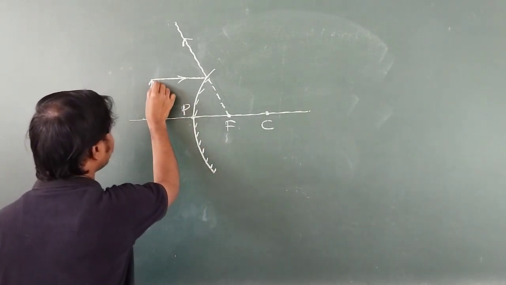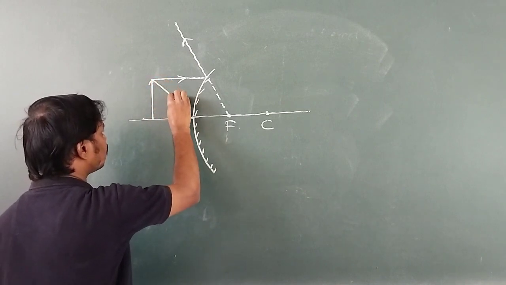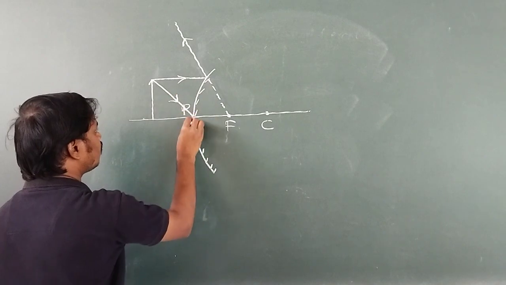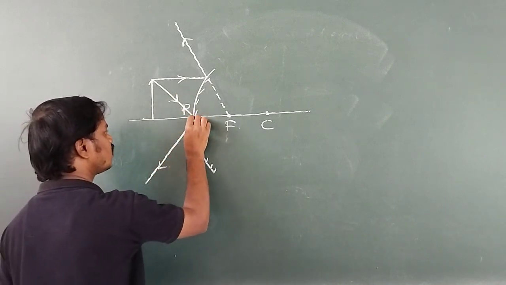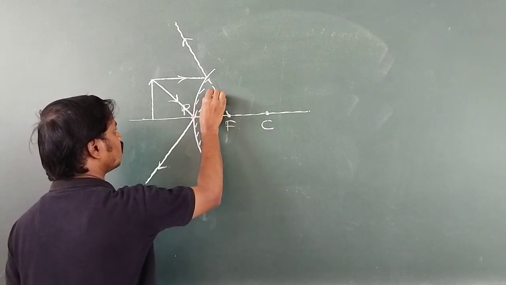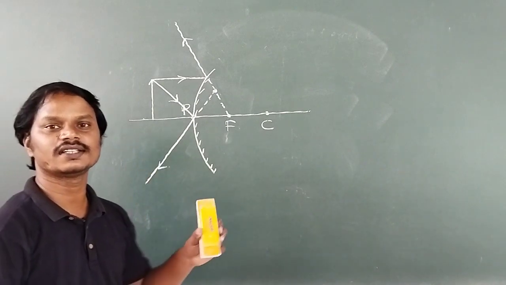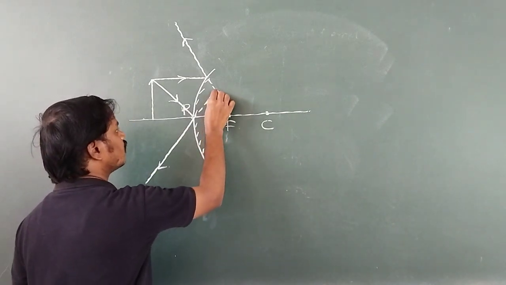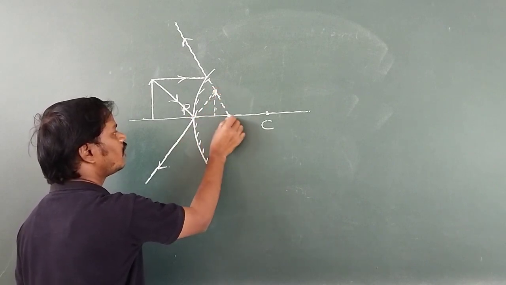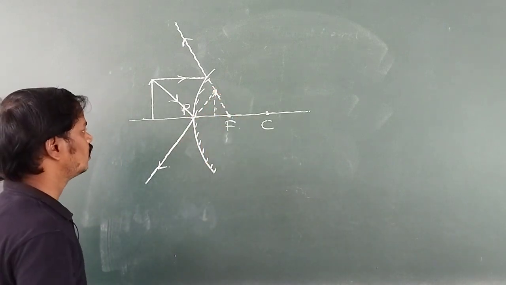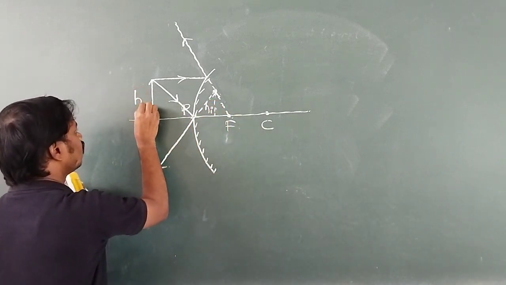Then the second incident ray, which is incident at the pole, how is it incident? It is incident obliquely, and it reflects obliquely with the same angle. And I will extend this reflected ray. So where these two reflected rays meet, at that position we get the image of the object. We got the image of the object in between P and F. Then this is the height of the image and this is the height of the object.